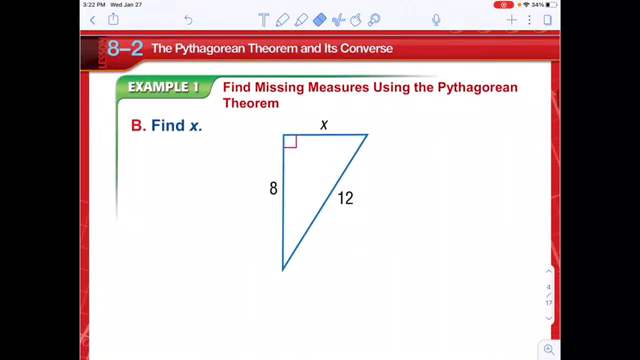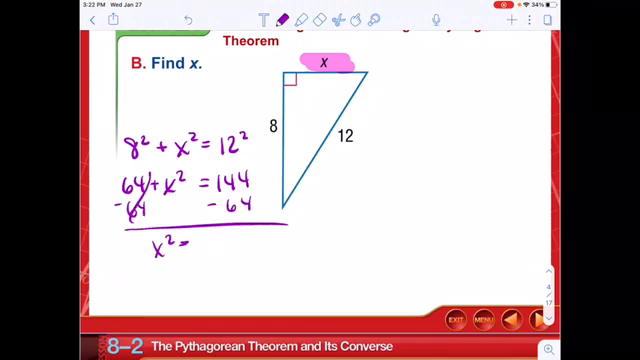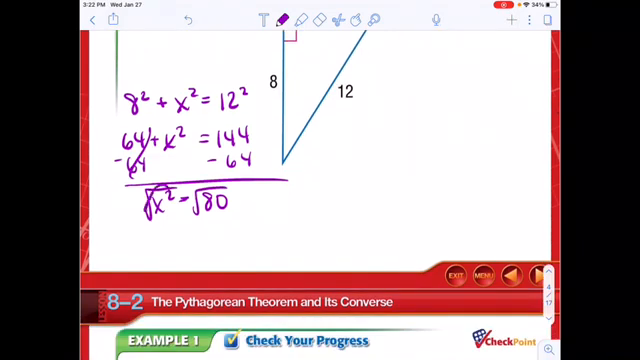Alright, find the value of x. Once again, notice this time we have a leg, so we have 8 squared plus x squared equals 12 squared. These should be pretty simple for us, as long as we don't mess up the arithmetic. 144 minus 64 is 80. Oops, we're not ready for that yet. Take the square root of both sides. We end up getting that x is equal to the square root of 80.